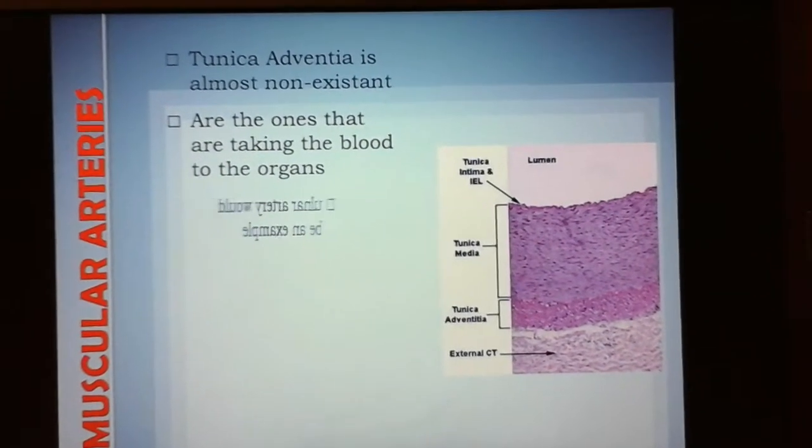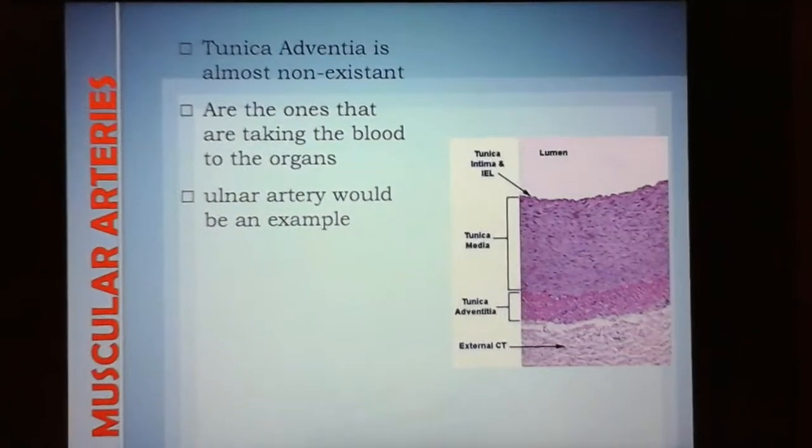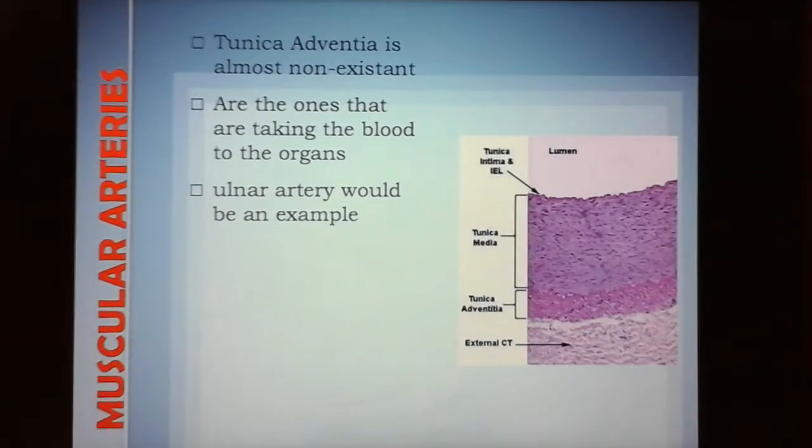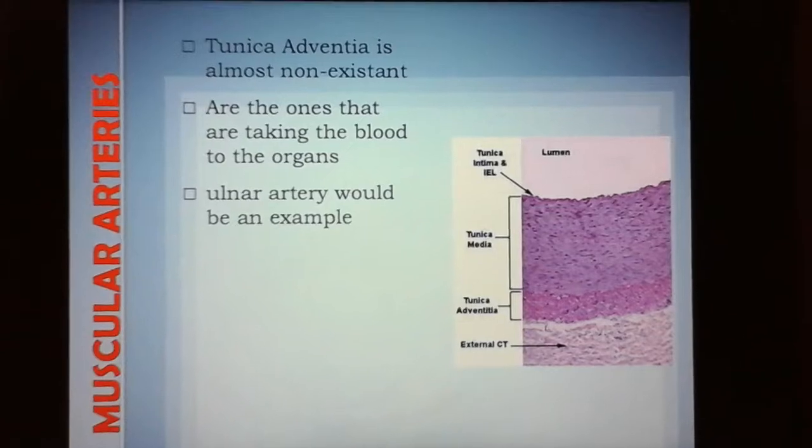So your ulnar artery would be an example. Your brachial artery would be an example. These are the arteries that are in the artery packet.